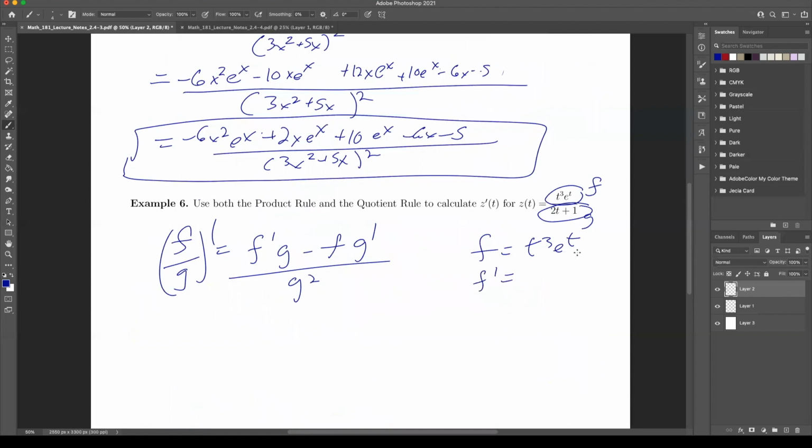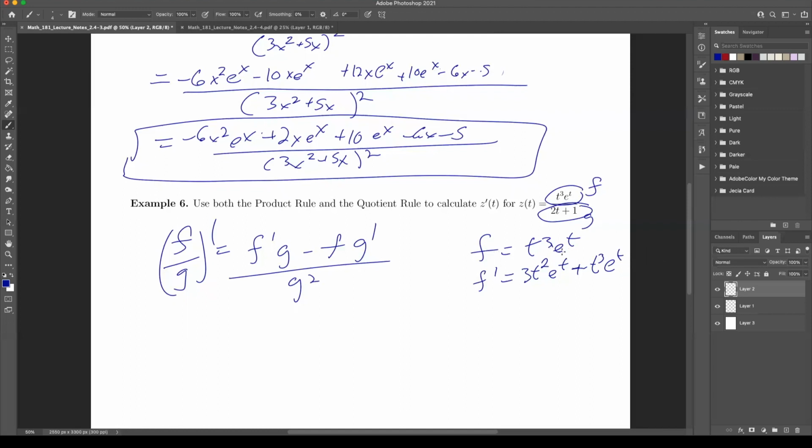And so if we use the product rule here, we're going to keep this one, and take the derivative of this one. So it'll be 3t squared e to the t, plus, and then we're going to keep this one constant and take the derivative of this one. So t cubed e to the t. Oops, that should be a t, not a 3.